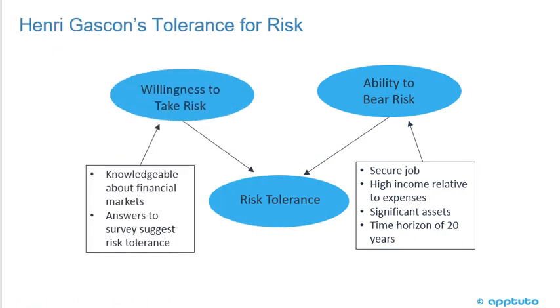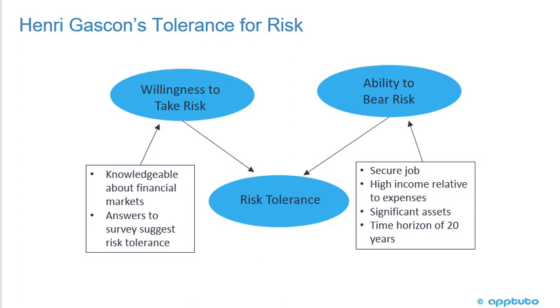So in the tolerance for risk analysis, we look at not only the willingness to take risk, but also the ability to bear risk. On the willingness to take risk, we want to know how knowledgeable the investor is about financial markets and also get some insight to suggest their risk tolerance, which may be done through a survey. On the ability to bear risk, we look at certain things such as a secure job, having high income relative to expenses, significant assets, and the time horizon.